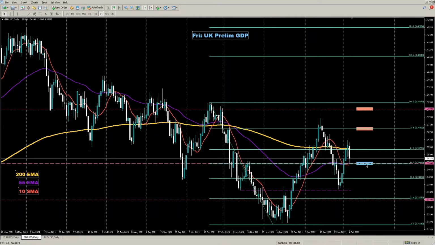So for now, it's finding support at the 135.00, back down to the key round figure, and that's where the 50 Fib retracement is as well. So this support needs to hold, and likely it may consolidate within this range.